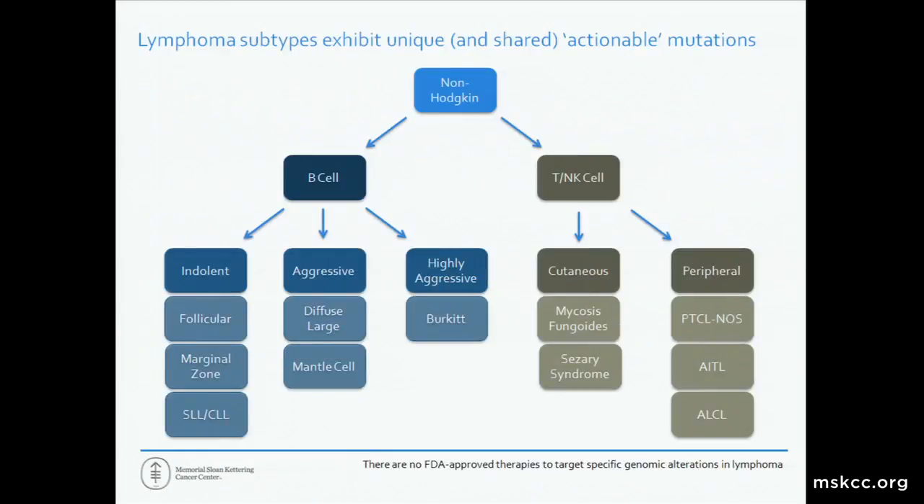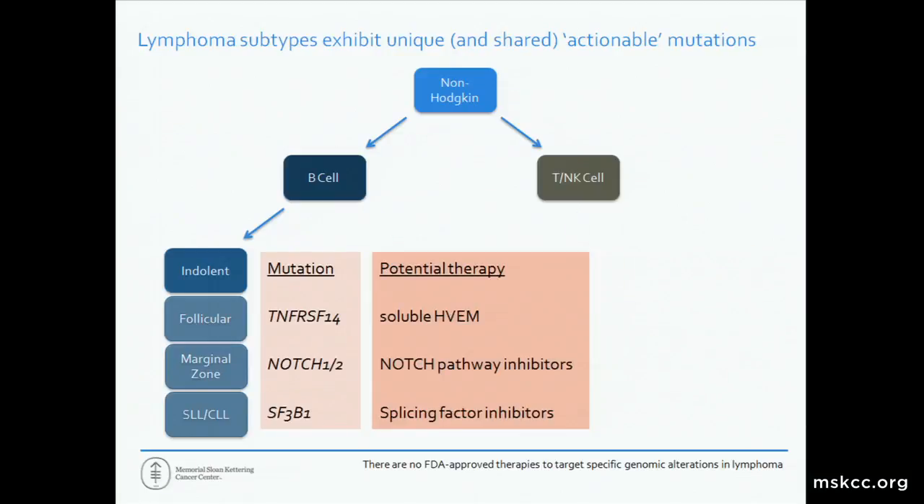In addition to DLBCL, there's been extensive genomic profiling of a lot of the major subtypes of non-Hodgkin lymphoma. And each of them exhibits dozens of different mutations. A lot of these mutations overlap between histologies, but some exhibit a relative preference for the different types of lymphoma. I'll just go through an example for each of these that can be targeted potentially by therapies that have been investigated here at MSKCC or elsewhere.